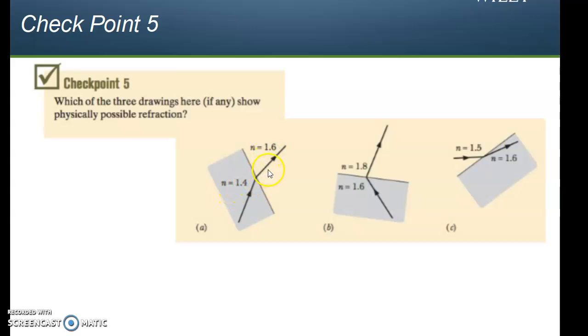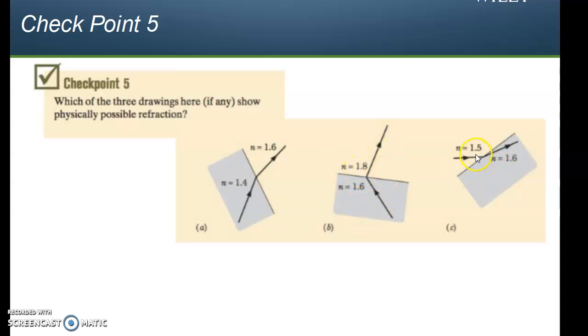But you'll notice where it is bent. From this line right here, it is bent a certain portion towards this normal. This one right here, however, goes beyond the normal to this other side. That can't exist. That can't happen.